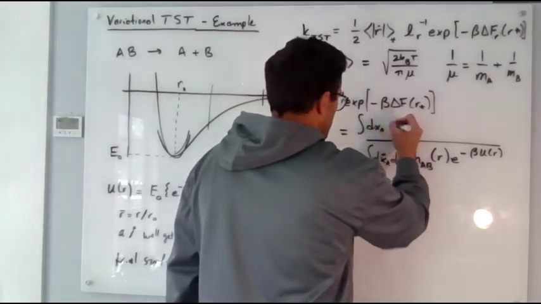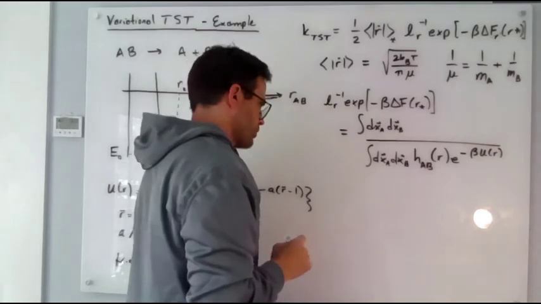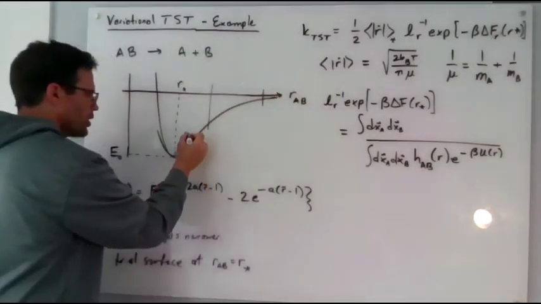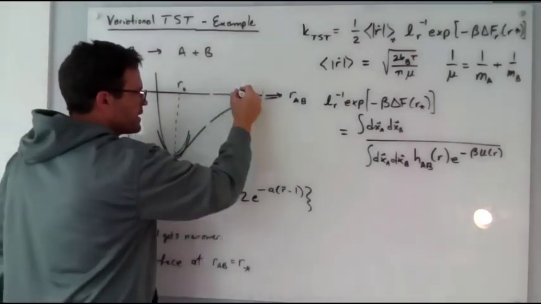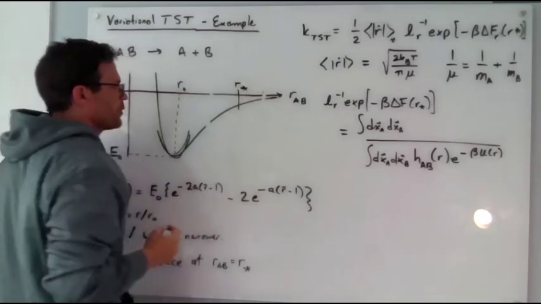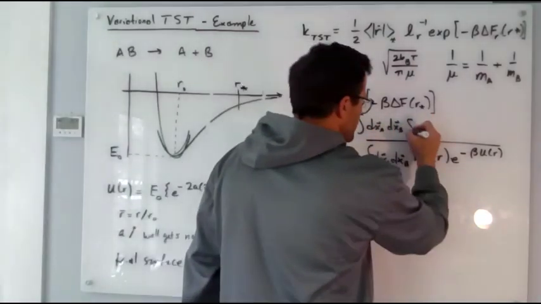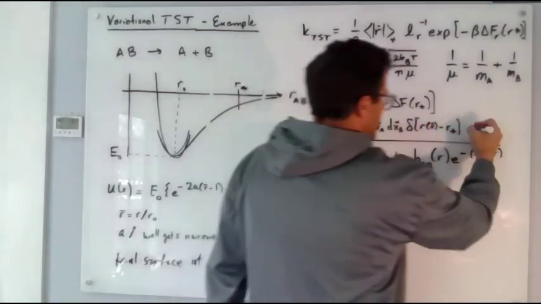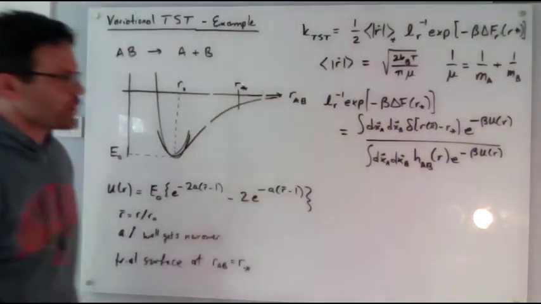Again, integrate over the positions of A and B, with vector signs over those to remember. And now, instead of having a whole region along the R coordinate that we're going to count as our reactants, we have a very specific place, R star, that we've chosen. Because that's now a specific place, we're going to include it as a delta function here, R of x minus R star. And now we have our e to the minus beta U of r. That's the numerator.